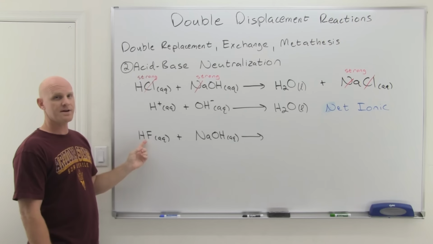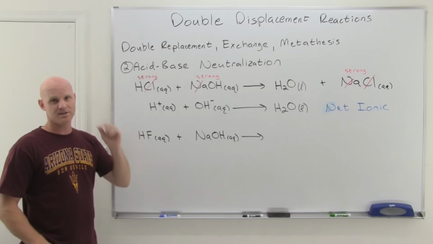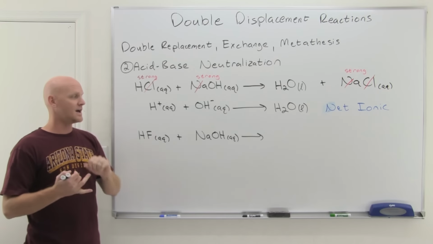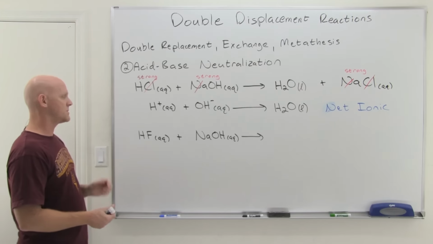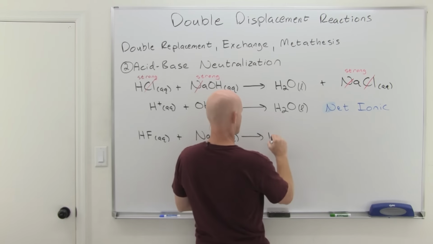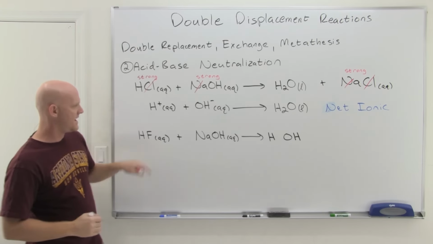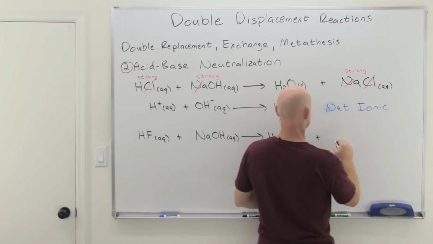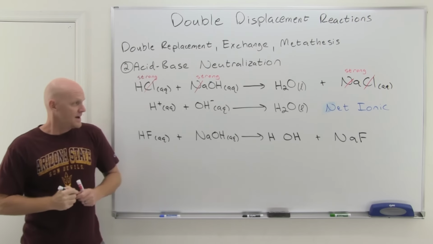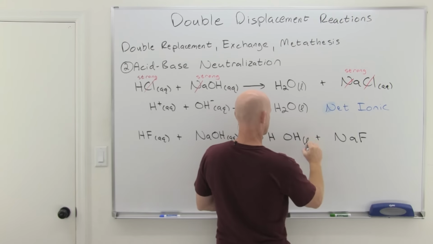This is not one of your 7 strong acids. It's a weak acid. It does not exist in a fully dissociated state, and that's going to change some things when we identify our spectator ions and write our net ionic equation. But same thing here, H is going to go with OH, and I'm going to start by writing that out as HOH, and then Na with F. And in this case, water again is going to be a liquid, and we'll rewrite this in a second.